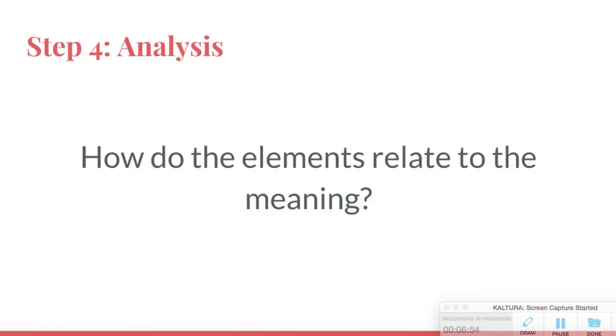The fourth step in the close reading process is analysis. Once you have enough observations and questions, go back to your paraphrase and hypothesis to see if you need to revise them or qualify them based on what you have found in the text. Your goal at this stage is to show how the elements you have identified relate to the story's meaning.